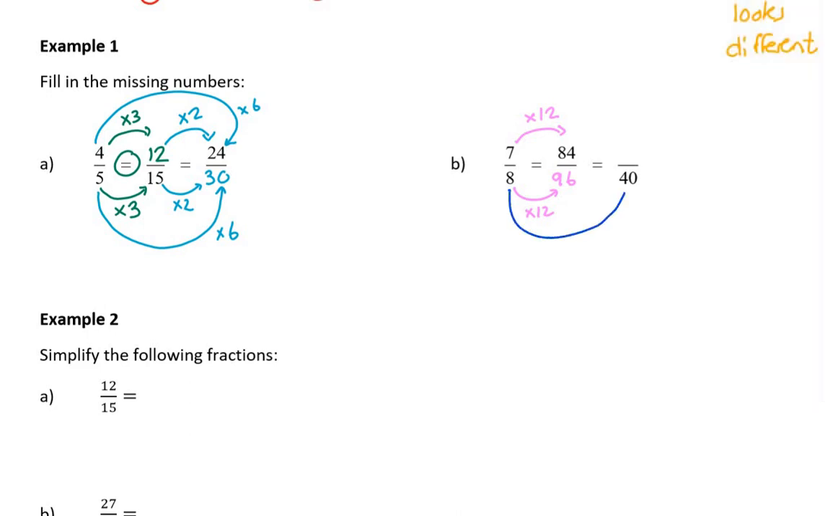8 times what gives me 40? Times 5. Now, why didn't I go 96 to 40? Because that's not an easy conversion. So I picked the easiest method. So I'm going to go 7 times 5. And 7 times 5 is 35. Again, if you don't know your times tables that well, you can always pick up your calculator.